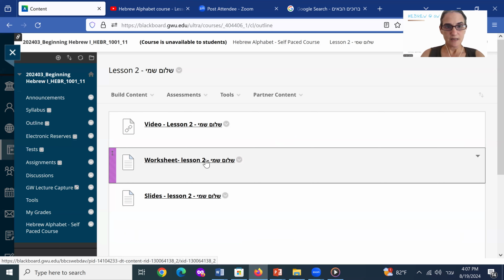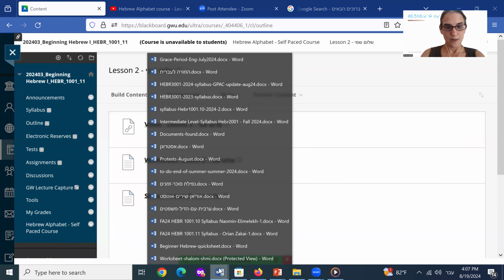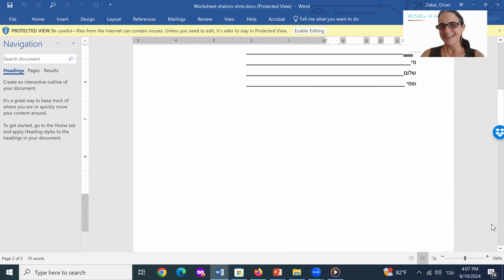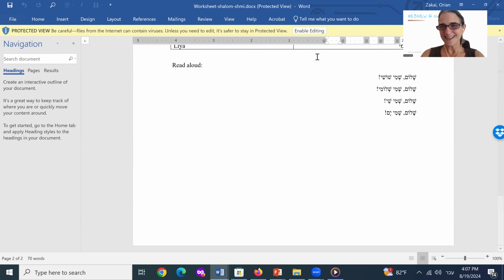And the next thing you're going to find that is important is the worksheet for each lesson, with practice exercises in reading, identifying, and writing the letters you will see. And those exercises, of course, refer to the lecture that you hopefully would have heard.